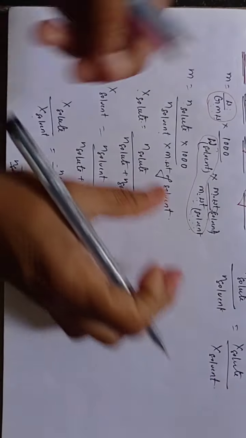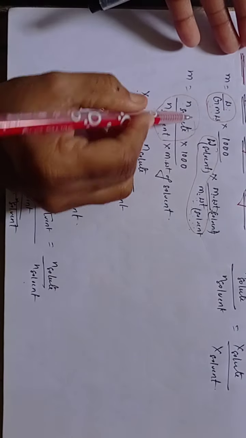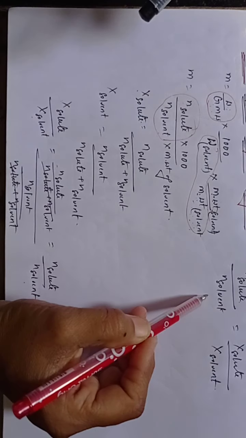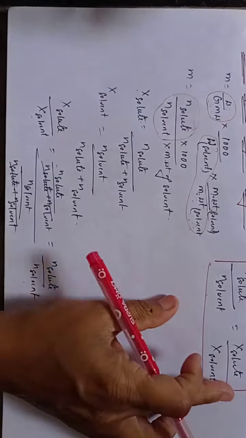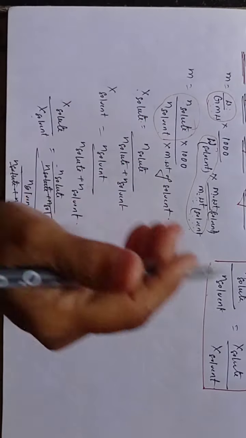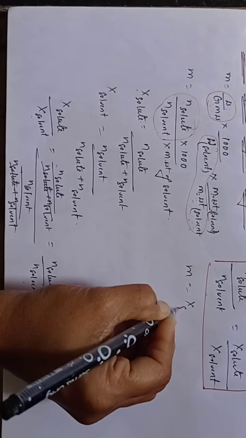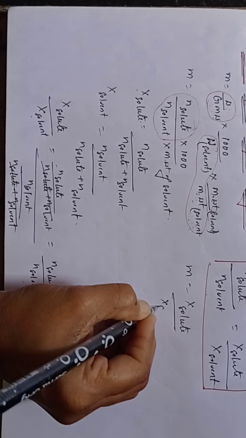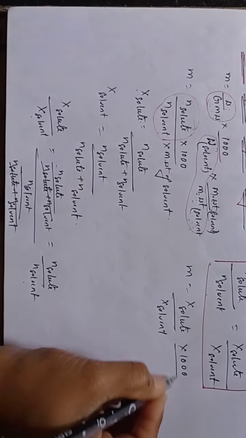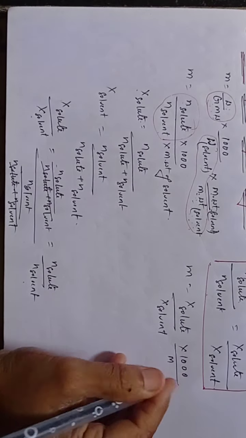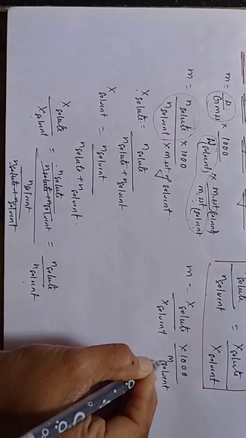So this value you substitute here, students, in this place you just substitute. Number of moles of solute by number of moles of solvent is equal to the mole fraction of solute by mole fraction of the solvent. This value substituted here, then what will you get, students? Molality, small m, is equal to the mole fraction of the solute by mole fraction of the solvent into 1000 by molecular weight of the solvent. This is the molecular weight of the solvent, students, clear this one.